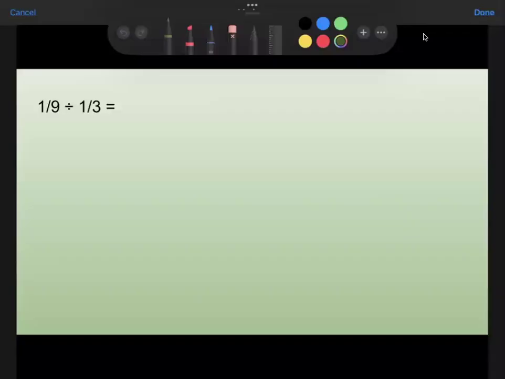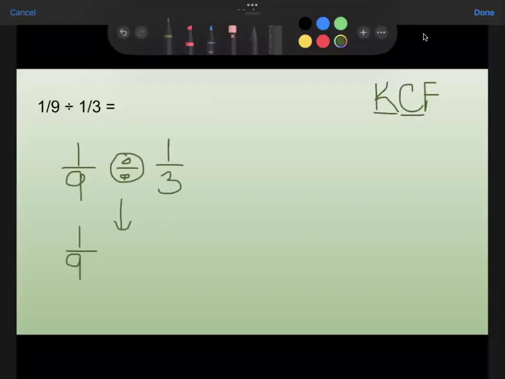Okay, here's our next example. We're going to use keep, change, flip. I'm going to rewrite this as 1/9 divided by 1/3. And I'm going to put keep, change, flip over here. Keep means I'm keeping that first fraction the same, so I'm going to rewrite that as 1/9. Change means to change from dividing to multiplication. And flip means I'm flipping the second fraction around to its reciprocal, so that is 3/1. Then I just need to multiply the numerators. 1 times 3 is 3. And multiply the denominators. 9 times 1 is 9.